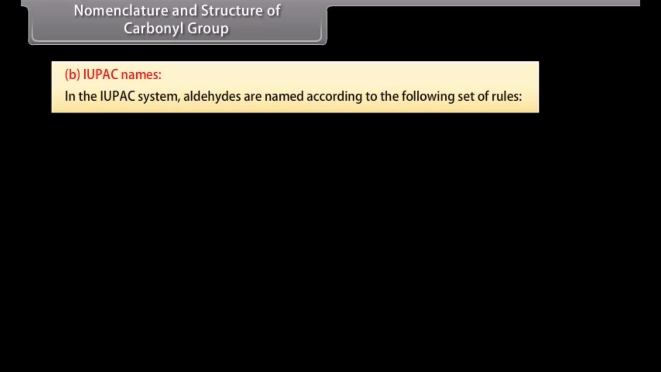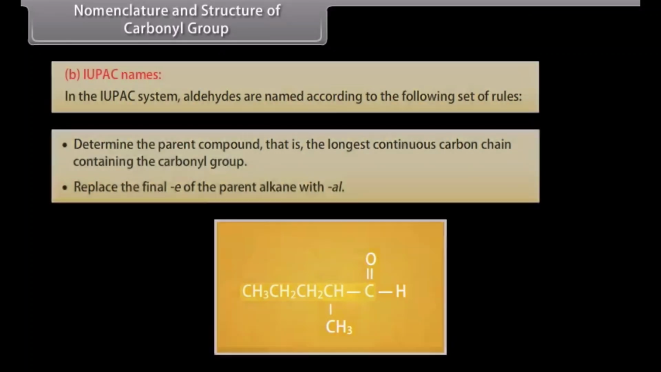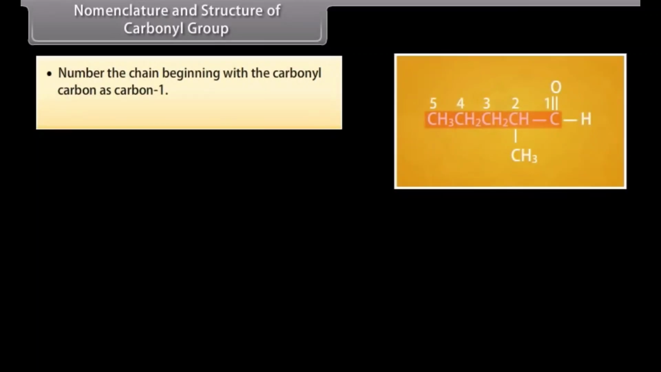IUPAC names. In the IUPAC system, aldehydes are named according to the following set of rules. Determine the parent compound, that is, the longest continuous carbon chain containing the carbonyl group. Replace the final E of the parent alkane with AL. Number the chain beginning with the carbonyl carbon as carbon 1. Number and name all substituents.